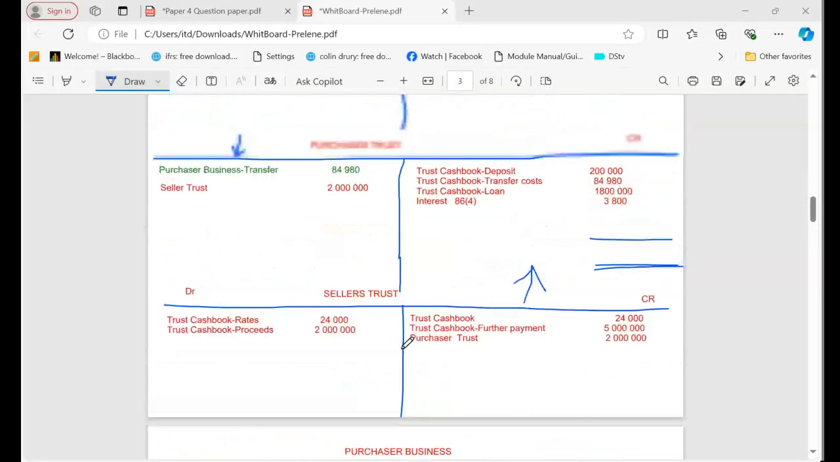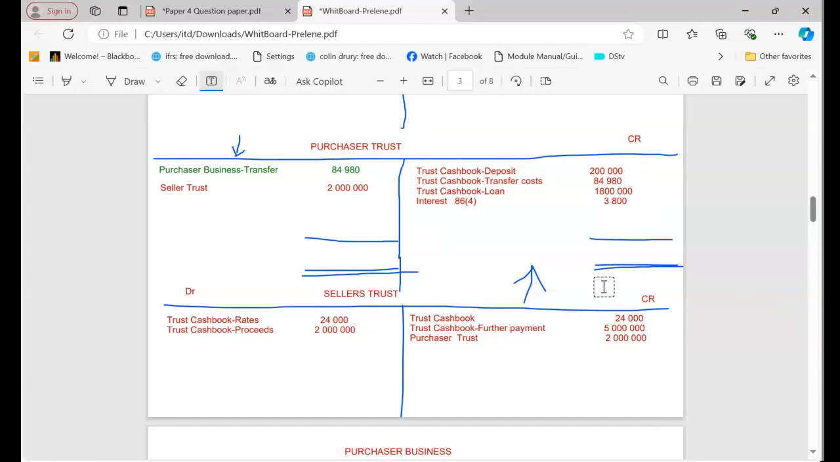So now we need to come and balance this account. Which side is the biggest, obviously? Which side are we looking at, the purchaser's trust? Yeah, let's look at it. Just give me the biggest side. This one, eh? Which one are we adding up? The purchaser's trust credit side, eh?